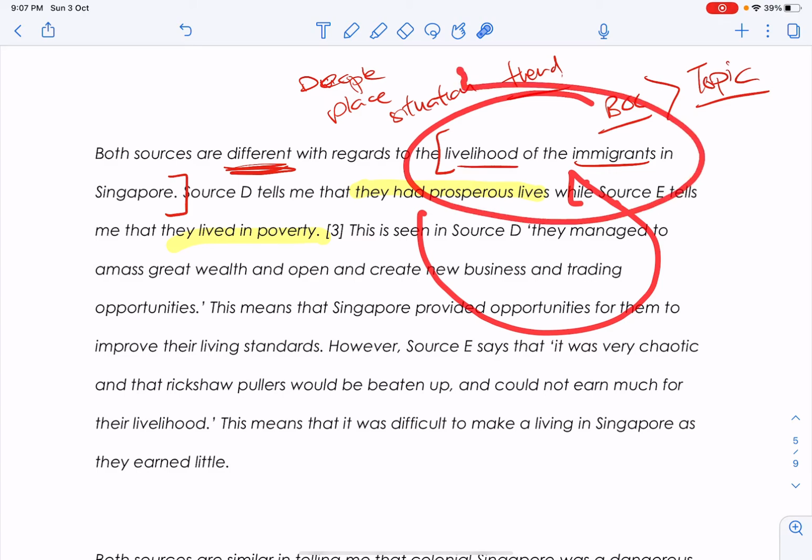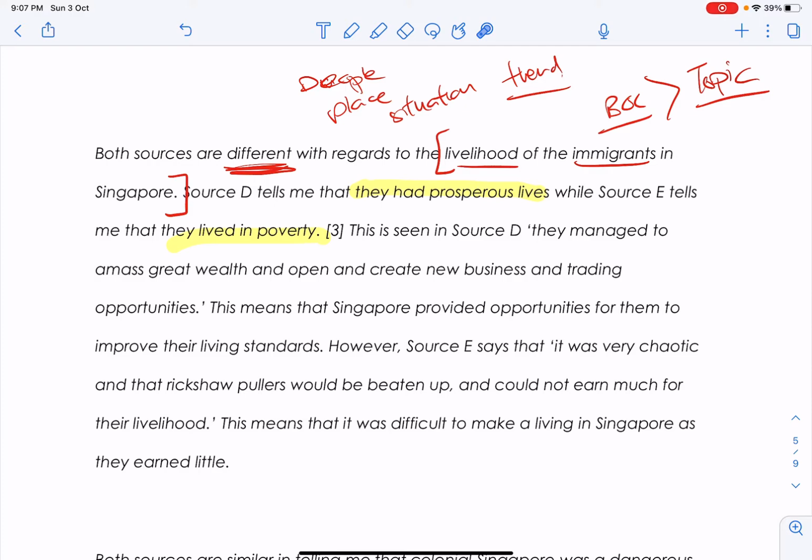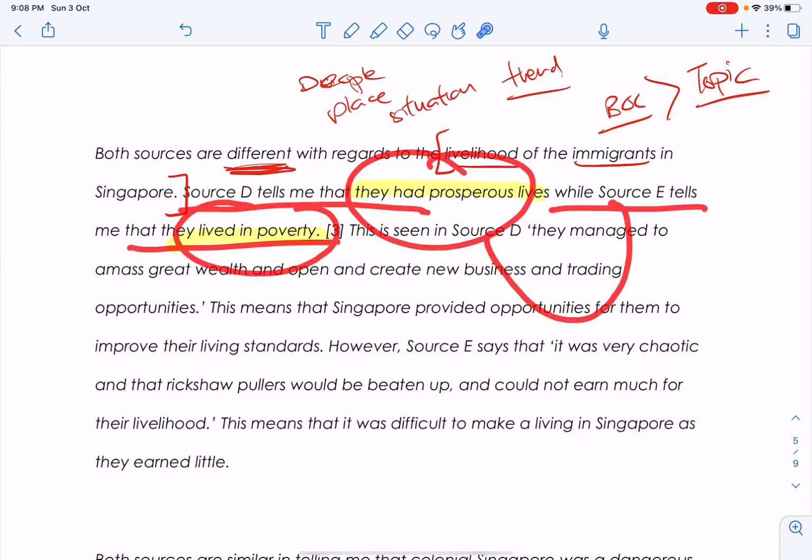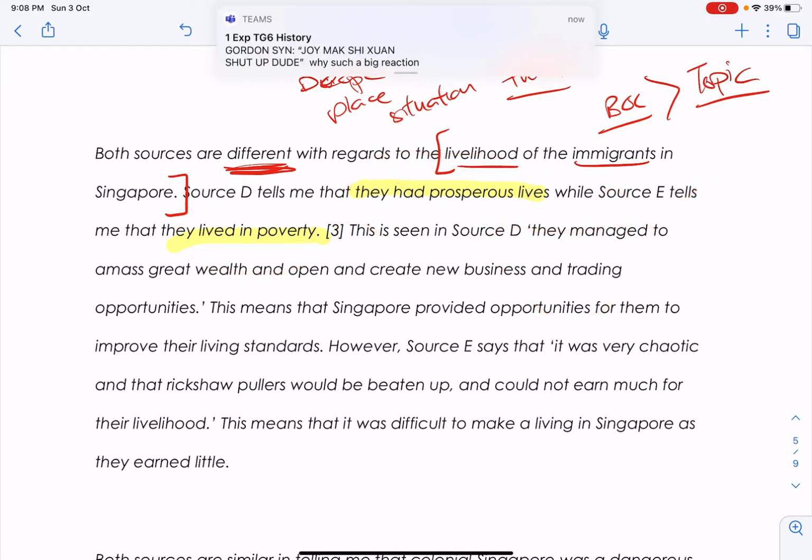So bear in mind, your BOC must be clear in the first line. In the subsequent line, the second line, you must write down the points for source D, the points for both sources basically. D tells me what, however, E tells me what. And these two things that you wrote down must be related to the topic that you are comparing. In this case, it is the livelihood of the immigrants. After that, you tell me evidence explained of source D, right?